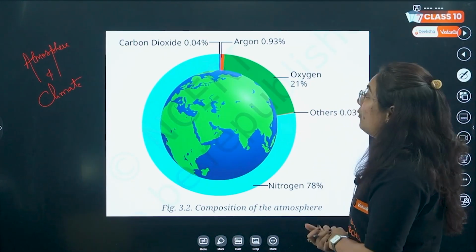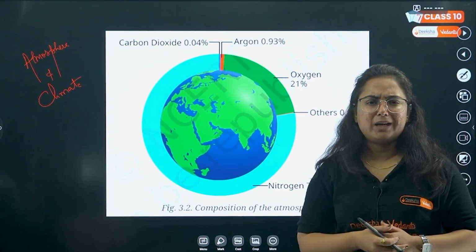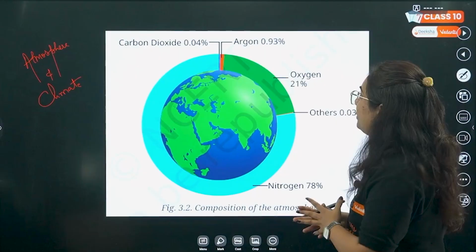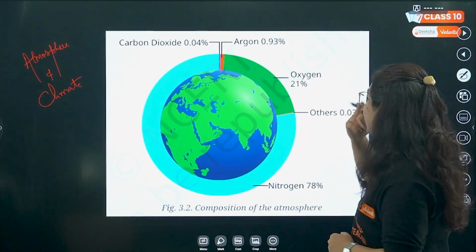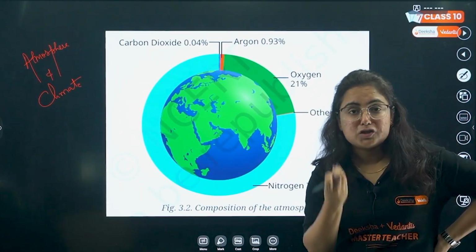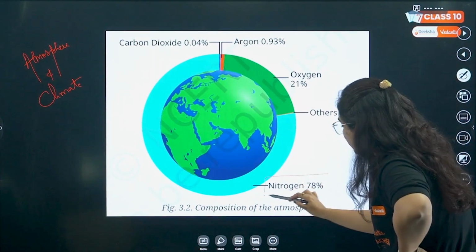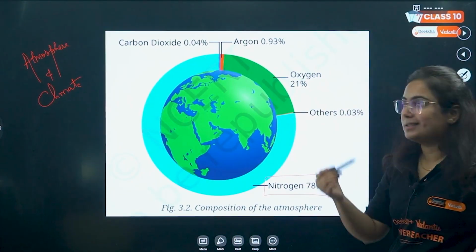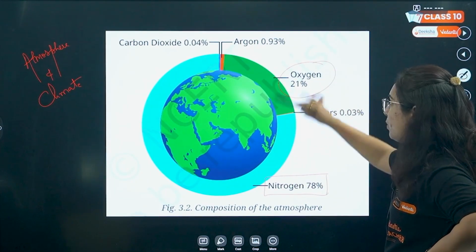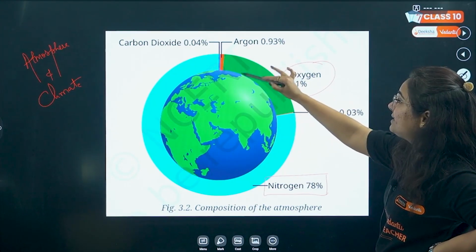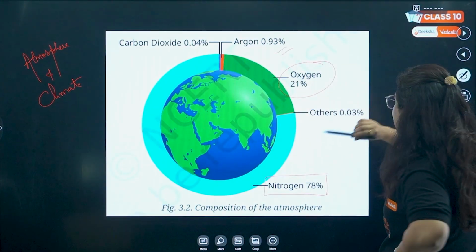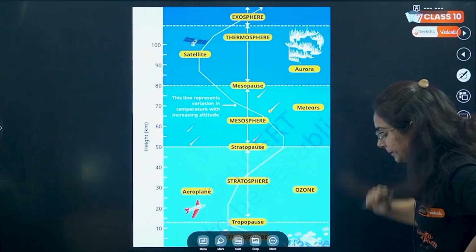Like we have one diagram, or what we can say picture, given in the geography book from the chapter Atmosphere and Climate, which tells us about the composition of the atmosphere. Like in the atmosphere, maximum is nitrogen, that is 78%, oxygen 21%, carbon dioxide 0.04%, and argon plus others are also there.